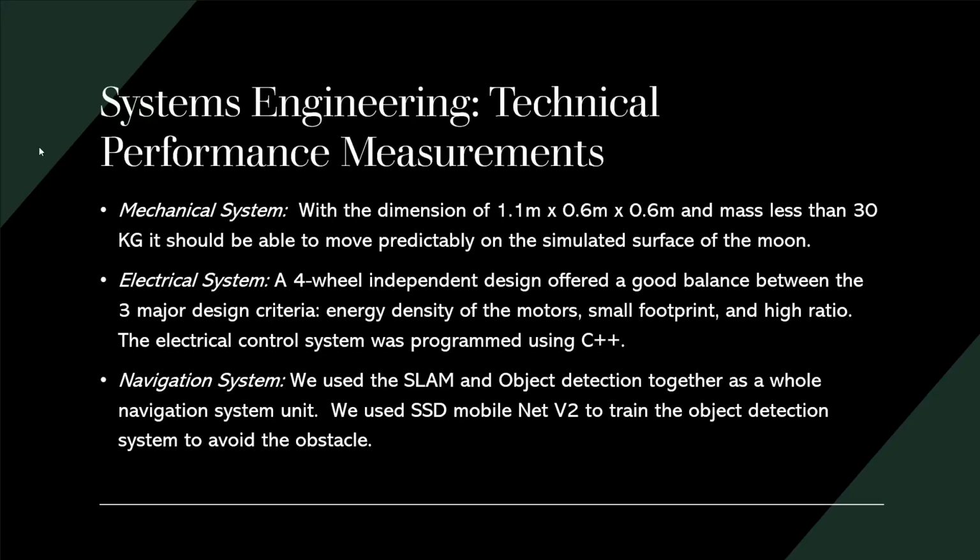For our mechanical system, we had dimensions of 1.1 meter by 0.6 meter by 0.6 meter and a mass less than 30 kilograms, and it should be able to move predictably on a simulated surface of the moon. As for the electrical system, a 4-wheel independent design offered a good balance between the 3 major design criteria: energy density of the motors, small footprint, and high ratio. The electrical control system was programmed using C++. And for the navigation system, we used the SLAM and object detection together as a whole navigation system unit. We used SSD MobileNet v2 to train the object detection system to avoid obstacles.